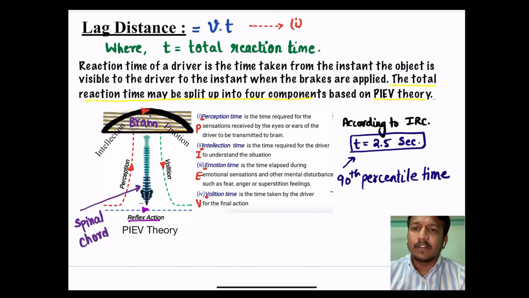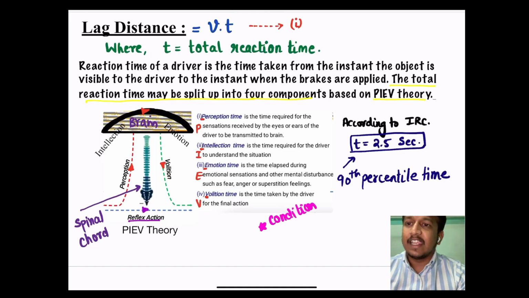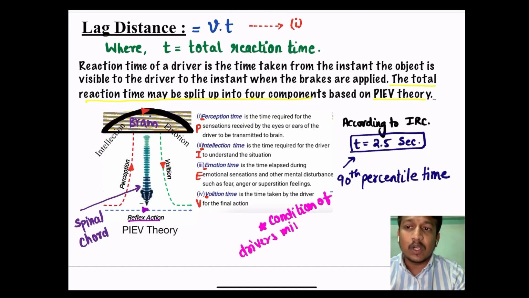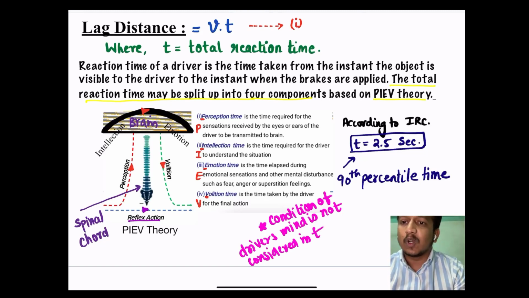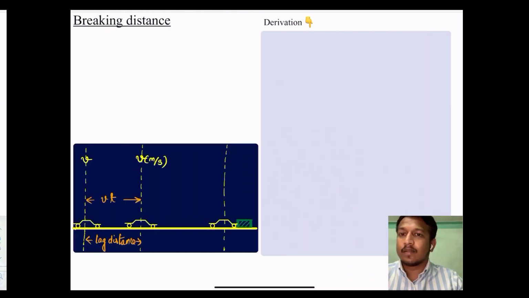It means that the remaining 10% of the people are not considered by IRC. These 10% are people in an inebriated state, having drunk alcohol and driving, or unsound people, because they will take a lot of time in applying the brake. That condition IRC has not considered. It means that the condition of the driver's mind is not considered in the total reaction time. This question also came in IAS prelims in 2007. So the condition of the driver's mind is not considered in calculating the reaction time.